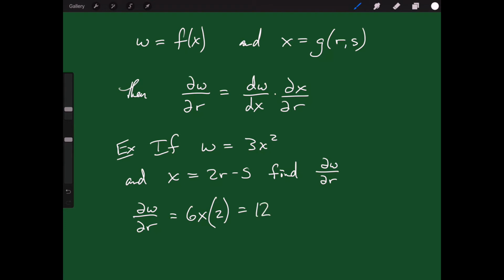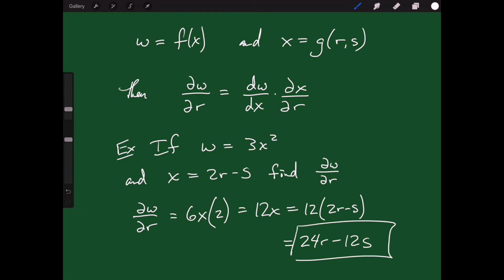So this is 12x. But if you want that in terms of r, then you should plug in what we know that x is, if you want it in terms of r and s. So you get 12 times x, which is 2r minus s, which is 24r minus 12s. And we get the partial of w with respect to r.